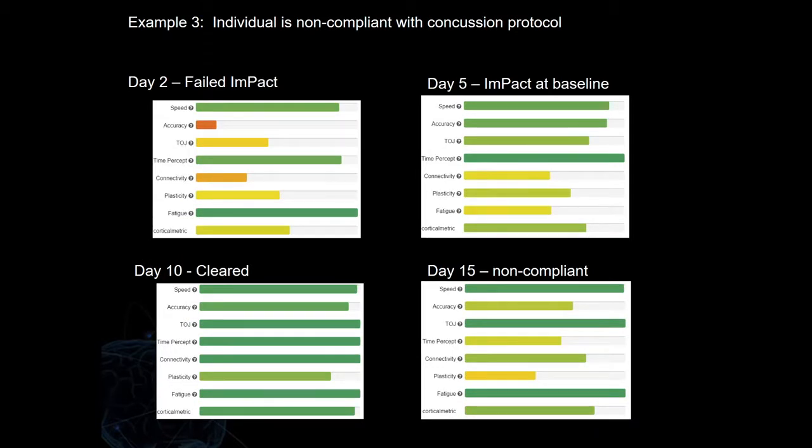Third example is one where the individual is non-compliant with their concussion protocol. In other words, this person, at 2 days, 5 days, and 10 days, showed just a natural progression towards recovery. But in between day 10 and day 15, they engaged in some activities which would be considered non-compliant with concussion recovery.